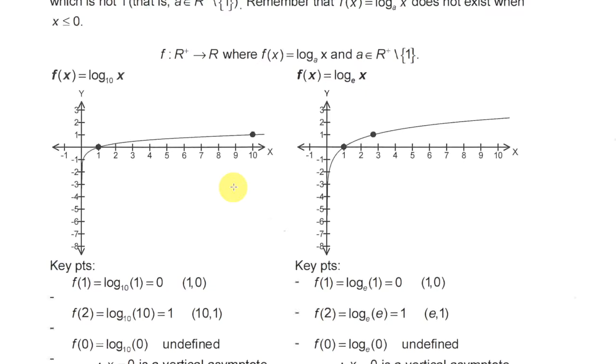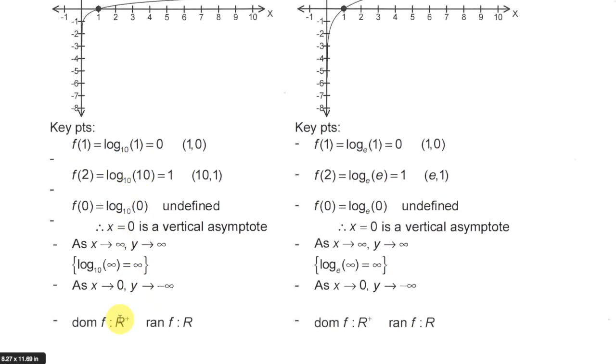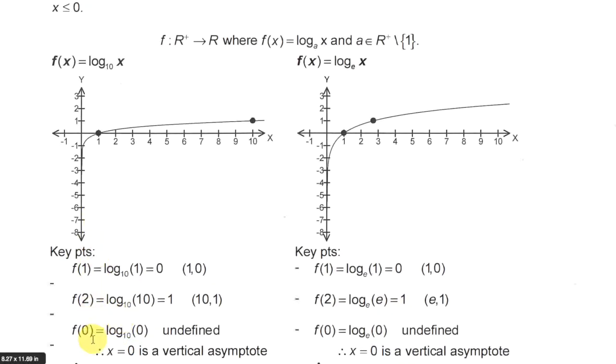Talking about domain and range, our domain, the x values that we can have, are x greater than 0, not equal to 0, but greater than 0. Or if you like, it's R, the set of all real numbers, plus. That's shown here. Our range, we can have from negative infinity all the way up to positive infinity. So we just write that as R.